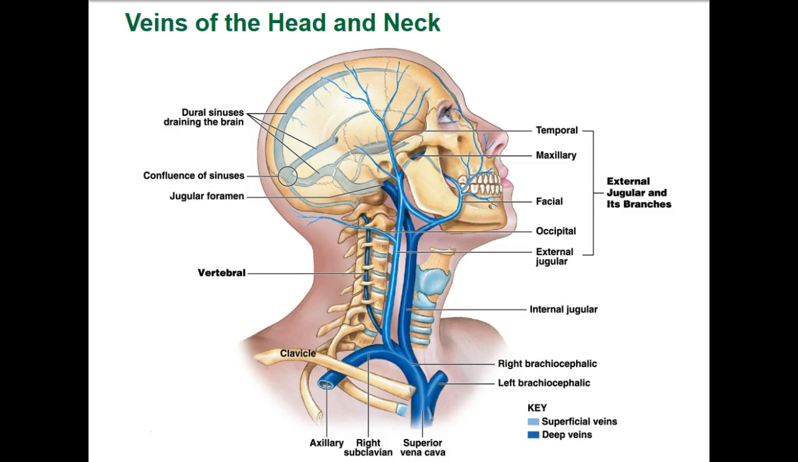Okay, so again, when we talk about veins, we kind of work our way backwards. And you see they all eventually reach the brachiocephalic, right or left. But the ones that feed directly into the brachiocephalic are the external jugular and internal jugular.